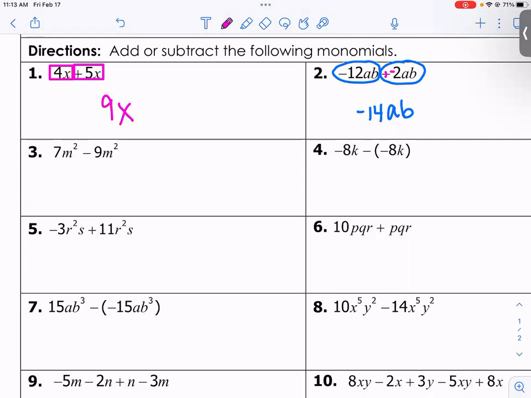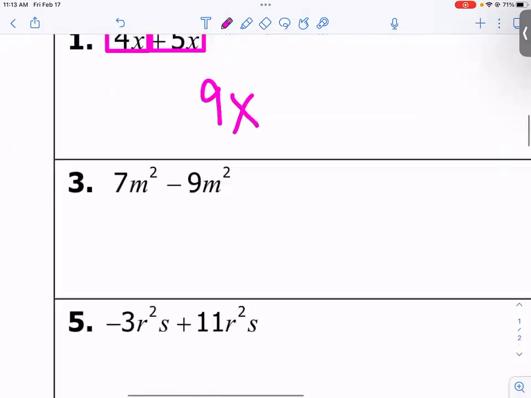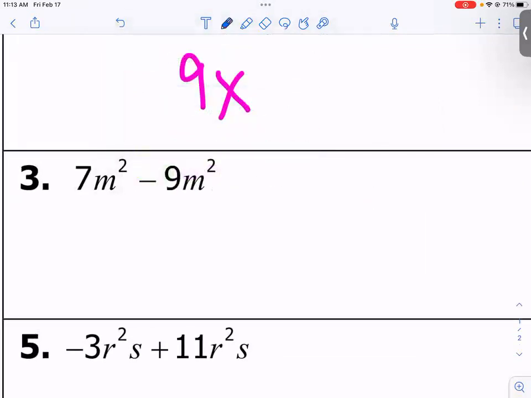All right, Ryan, what'd you get for 3? Negative 2m squared. Okay. Do you agree with Ryan? No. Why? Okay. Anybody really disagree with it? If this confuses you, if there's subtraction, remember you could always add the opposite. Keep, change, add the opposite.